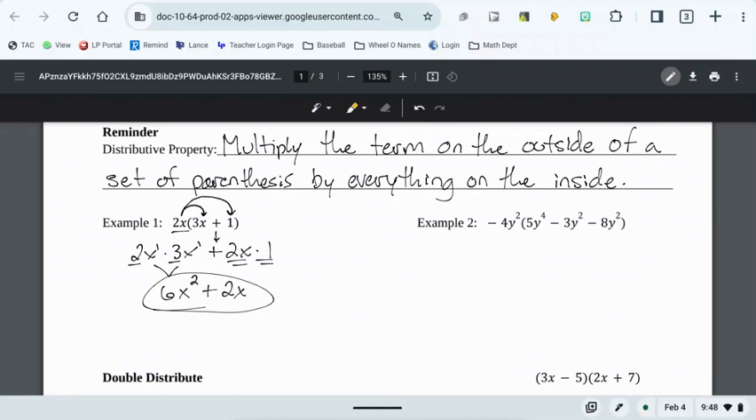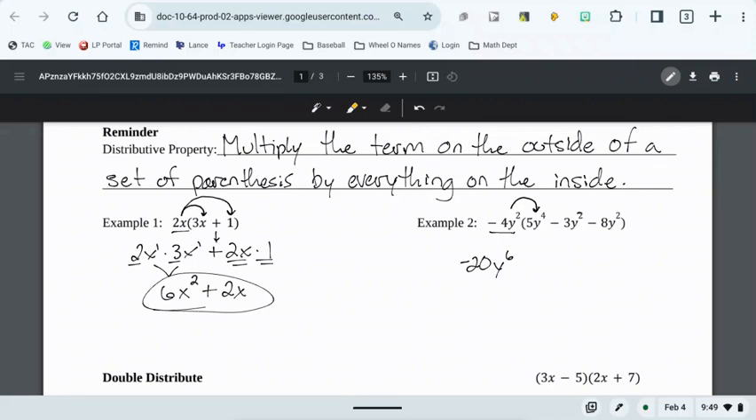In example number 2, we're going to go through that same process. We have our term negative 4y squared on the outside of the parentheses, and then there are 3 terms on the inside that we need to distribute to this time. So when there's more than 2 terms, you have to distribute to more than 2 terms. This first one, negative 4y squared times 5y to the 4th. So we have negative 4 times 5 is negative 20. Y squared times y to the 4th gives us y to the 6th.